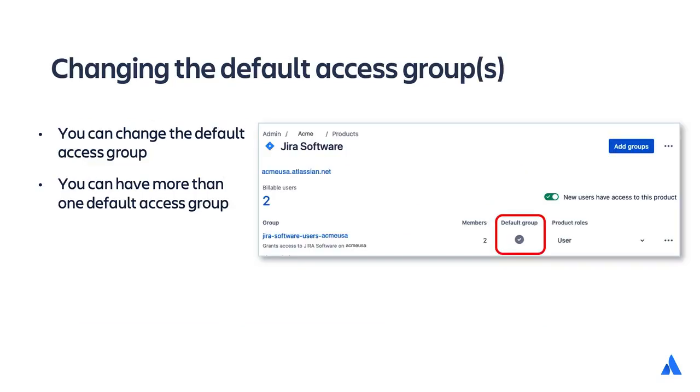Out of the box, the default access groups are set up for each product. In this example, on the Products Access page, you see that the Jira Software Users Acme USA group is the default access group for Jira Software. If you add a user to Jira Software or grant them product access, they will automatically be placed in this group. You can use your own group to provide access to your products. You don't have to use the out-of-the-box groups, but they are provided for your convenience. You can also set up more than one default access group for each product.